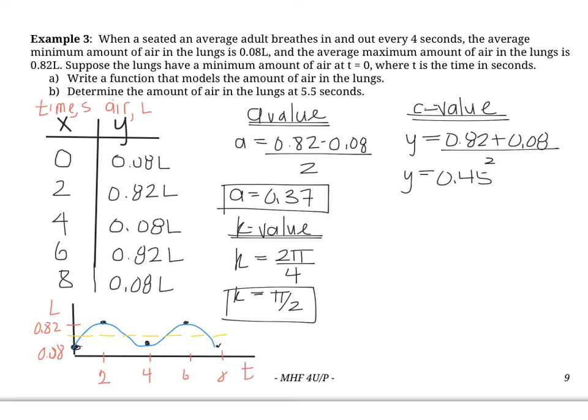So our equation of the axis is 0.45, which is halfway in between 0.08 and 0.82. So therefore our C value must also be 0.45.